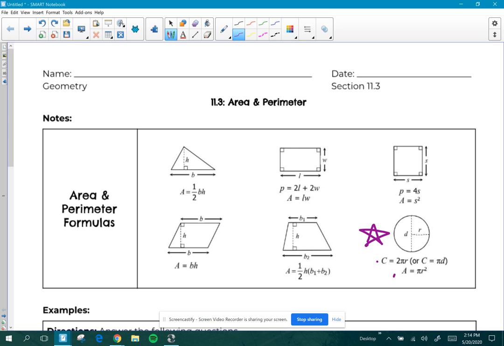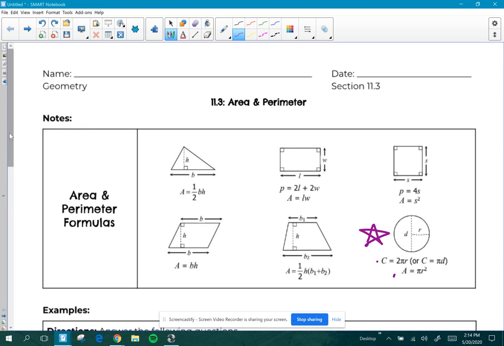So as you can see from this little section, there's no formal notes. It's just kind of having the formulas in front of you to refer to. So we're going to talk about the area and perimeter of triangles, rectangles, squares, parallelograms, trapezoids, and then the area and circumference of circles, which is kind of a refresher from last chapter, so that's nice. So there's no formal notes to fill in.